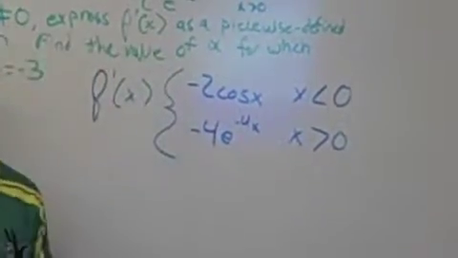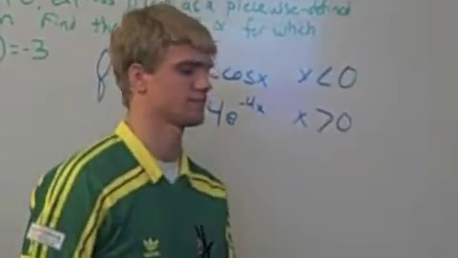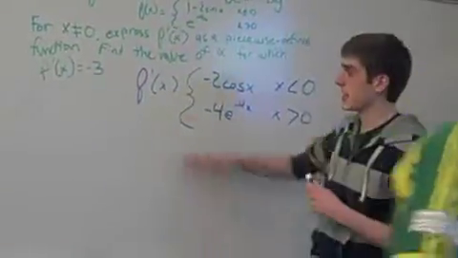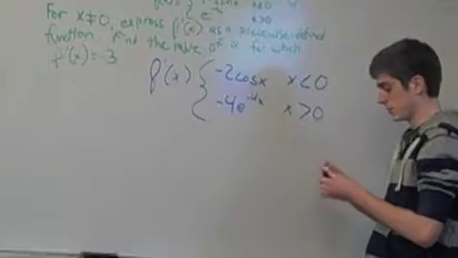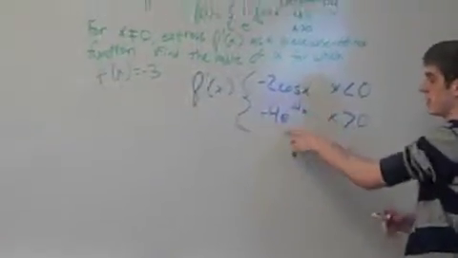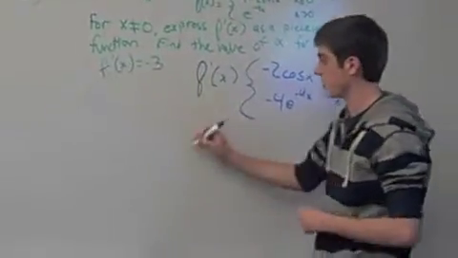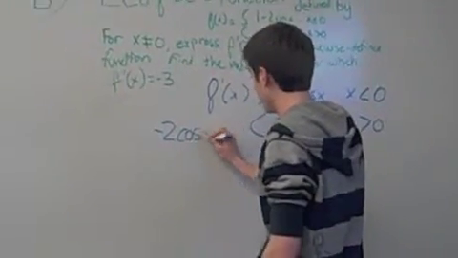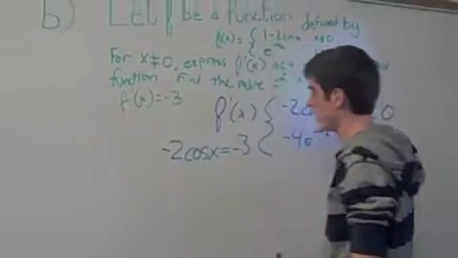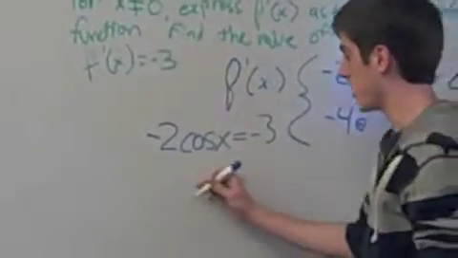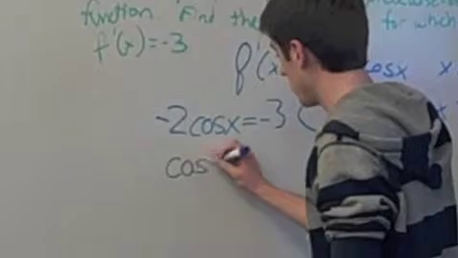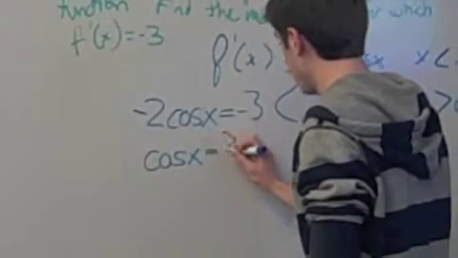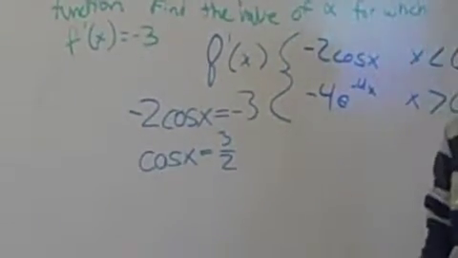Now, Peter will finish the rest of the problem. Alright. For the second half of it, we need to find the value of x for which f prime of x equals negative 3. So we need to set each individual piece equal to negative 3. For the first part, we have negative 2 cosine x equal to negative 3. To simplify this, divide each side by negative 2. Cosine x equals 3 halves.